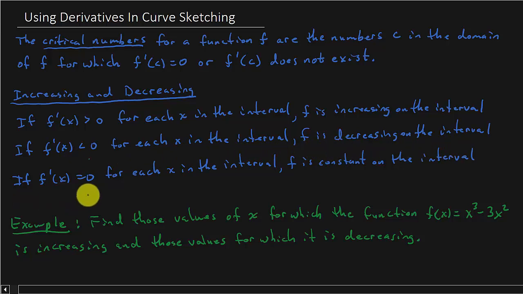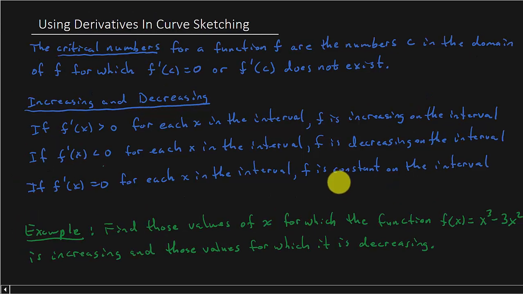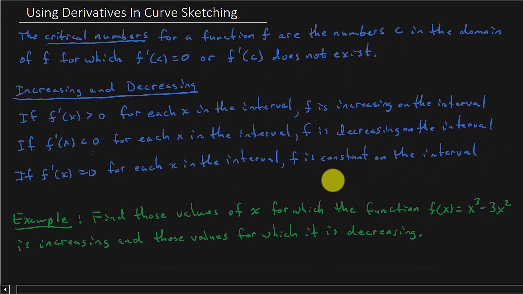And if f prime of x is equal to 0 for each x in the interval, then f is constant on the interval. So that might sound like, oh, I don't really know what to do or how to do that. It's really not bad, and you're going to see that when we work this first example. So let's look at the first example.